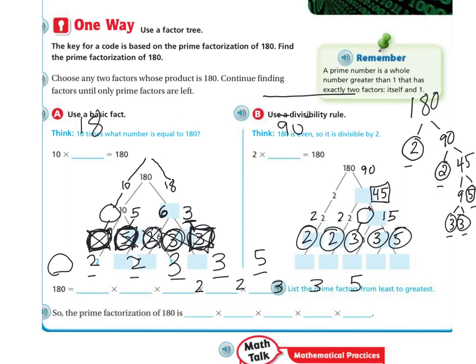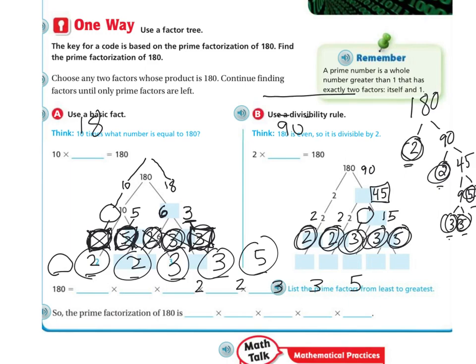As long as you finish, it doesn't matter which numbers you use, because many numbers have different multiples. As long as you finish it all the way out to the end of your tree, you're going to get the same answer. So you can see we got the same answer here: 2, 2, 3, 3, 5. But I did use different numbers to get there.